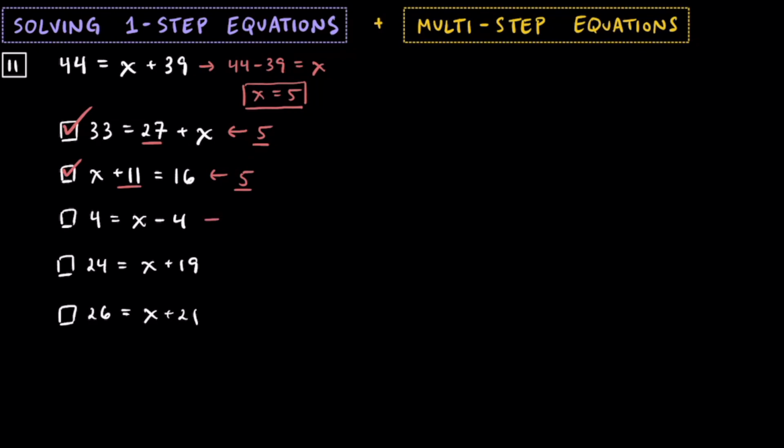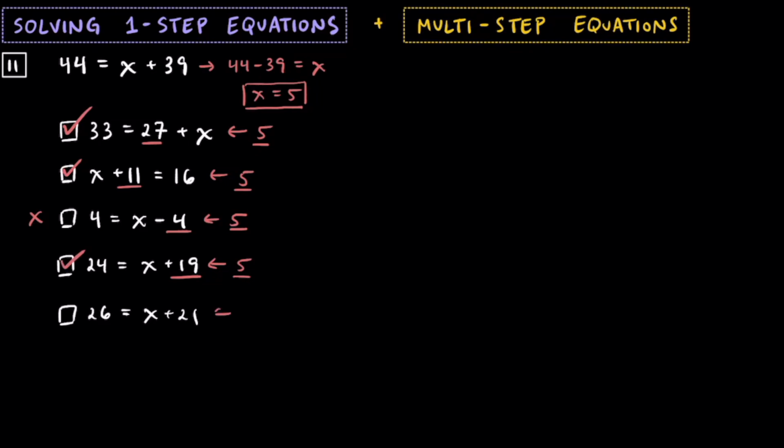For this next one, let's plug in 5 for x again. So x minus 4, or 5 minus 4, is equal to 1. And 1 does not equal 4, so that's not going to work. Okay, I'll put an x on the side here, it does not work. For this fourth one, let's say x is equal to 5. Let's plug that in. If x is 5, then what's 5 plus 19? That's 24. So that one should work.